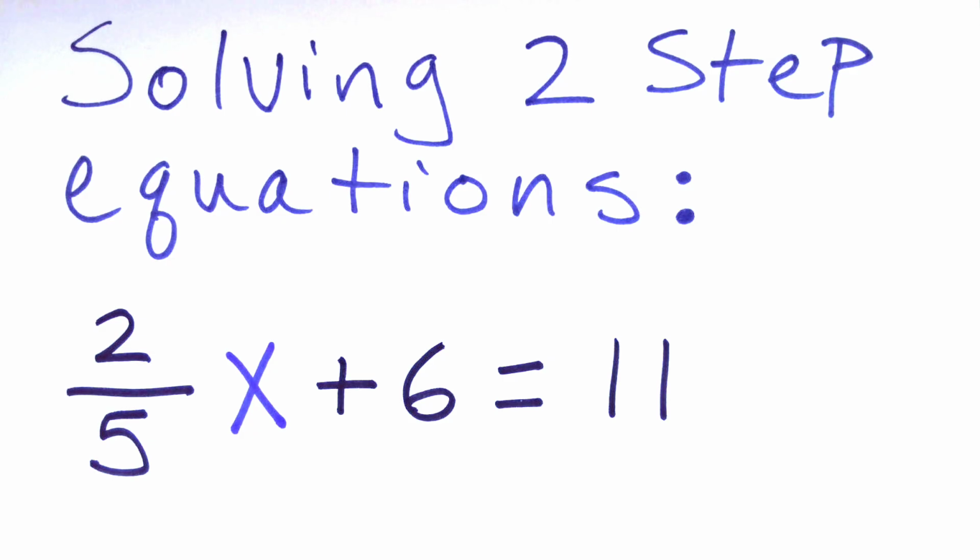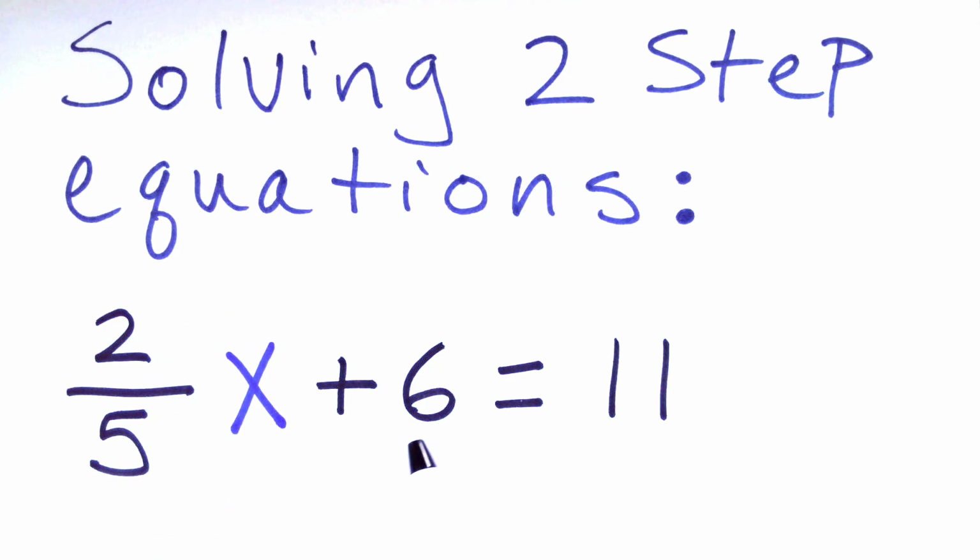In this part 71 video, we're moving on from solving one-step equations to solving two-step equations. So you can see down here, we've got 2/5 times x plus 6 equals 11. So it's going to take me 2 steps to get x all by itself, right? And again, x represents a real number.